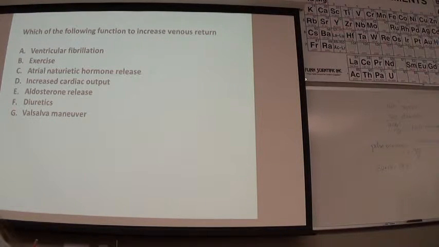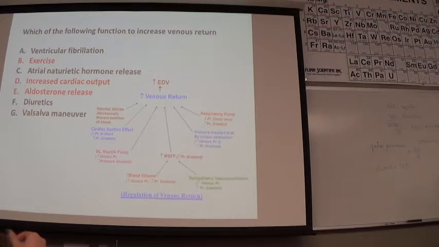And the Valsalva maneuver is pushing your diaphragm up and pulling your ribs down and breathing out as hard as you can without opening any respiratory passageways. So that increases intrathoracic pressure. Would that increase venous return? No, it would decrease it. All right, so exercise, increased cardiac output, and aldosterone release.